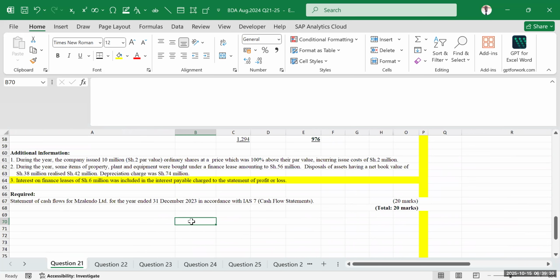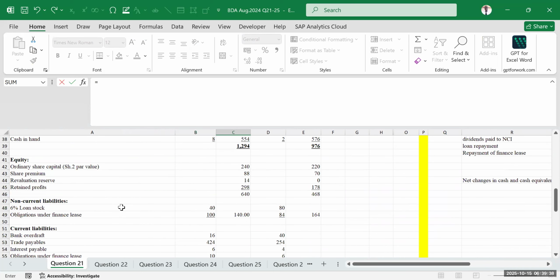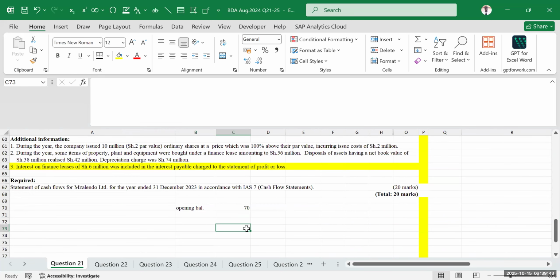Okay. I would have taken the opening balance of ordinary share capital. Very good. Opening balance, which is how much? 70. Very good. I've picked 70. And then we are told during the year, the company issued 10 million ordinary shares of 2 shillings par value, at a price that was 100% above their par value.